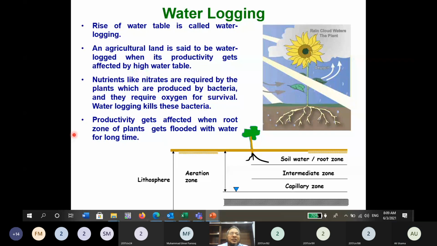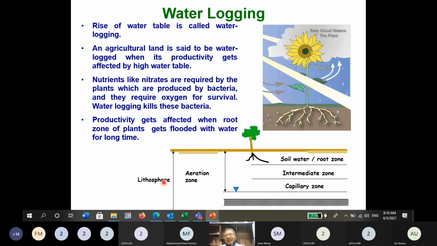So productivity gets affected when the root zone of the crops is reached. This whole is the aeration zone, and below it there is the saturation zone. The voids of the soil are fully filled with water, but this is the water table, and above the water table up to the ground surface is called the aeration zone. The upper part of the aeration zone is called the root zone of the plants or crops. So if water reaches this zone and there is flooding on the surface, then the whole root zone of the crop, the voids will be fully filled, and it will affect the productivity of the crop, and that is called waterlogging. Okay.